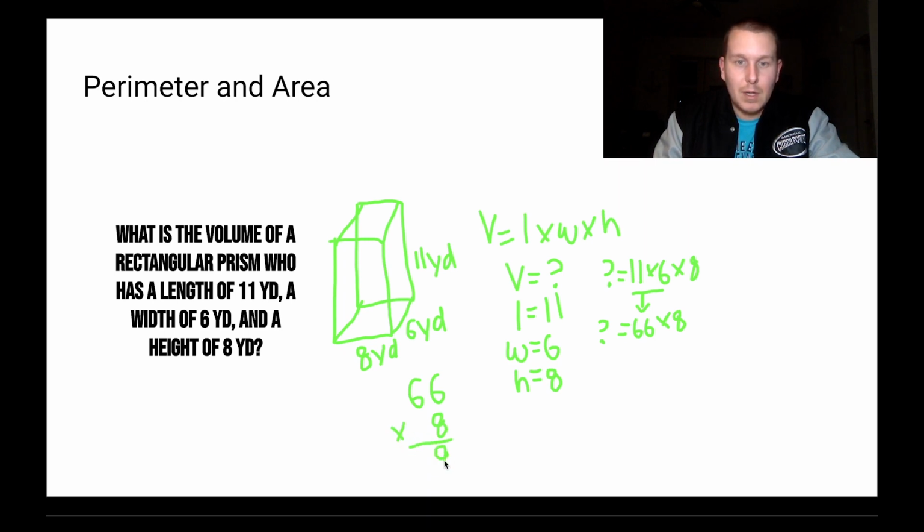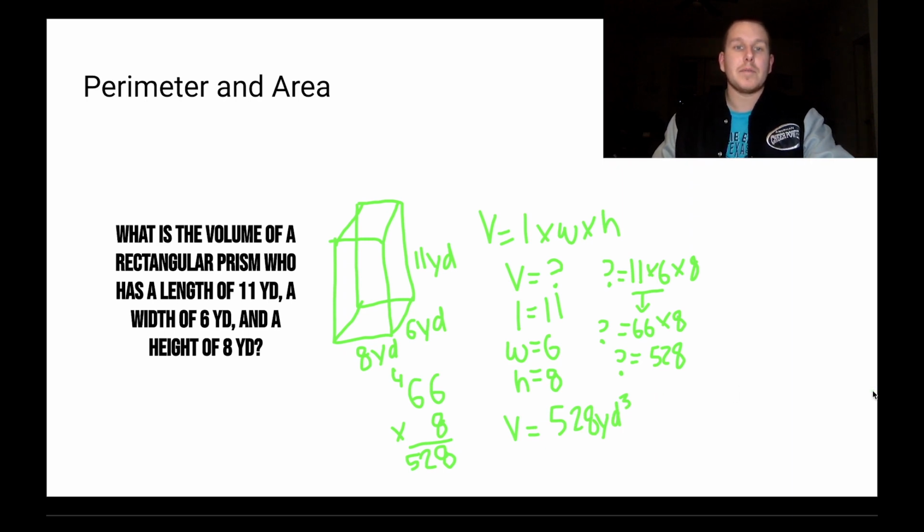So we're going to get 48, and then 48 plus 4 would give us 52. So question mark equals 528. Last step, we need to make sure that we do label our units. So volume equals 528 yards cubed. Or you could have written cubic yards, okay? I like to write it like this, but there's definitely more than one way to do it.